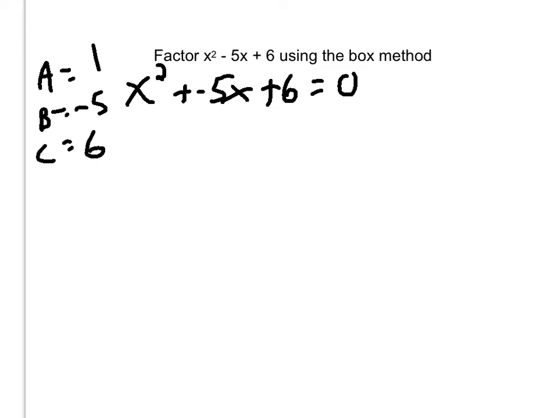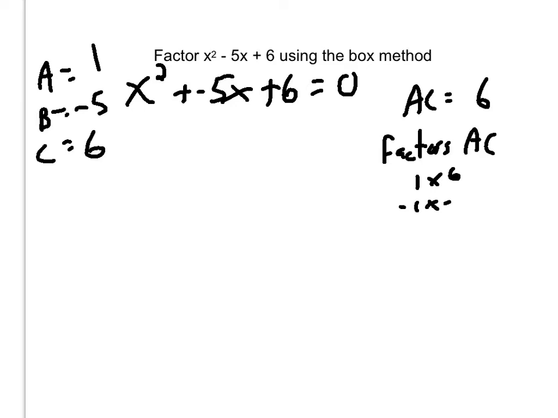Okay, so the first thing I need to do is multiply a times c. 1 times 6 is 6. And I need to find factors of ac. So my factors of 6 are 1 times 6, or negative 1 times negative 6, or 2 times 3, or negative 2 times negative 3. And now my job is to choose the pair of factors that will add up to my b value. So out of all these, what adds up to negative 5?